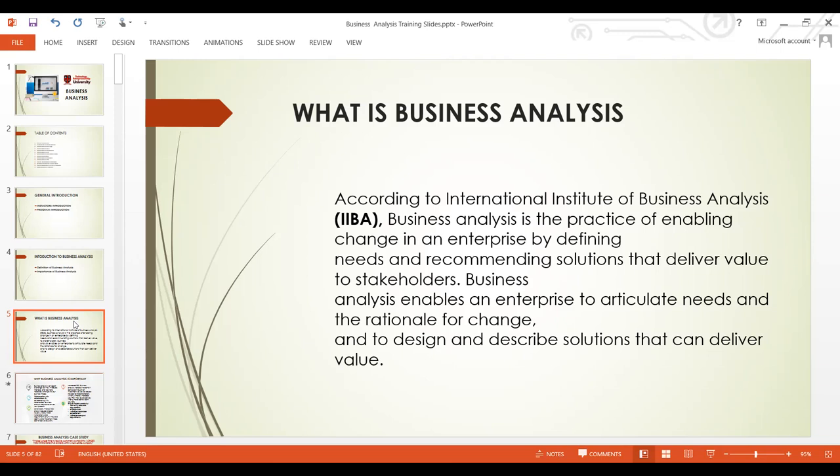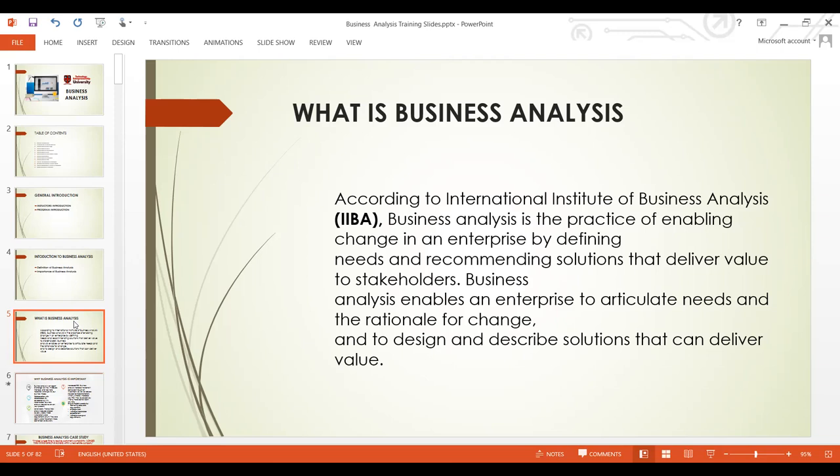But big companies try to have a kind of division of labor, where they don't want to overload one person or one role. So that's why they have all these roles, to make sure that everything moves fast. So that is what business analysis is all about.